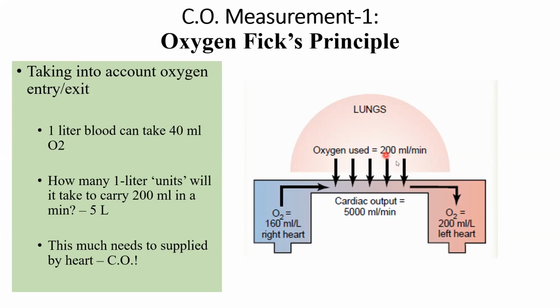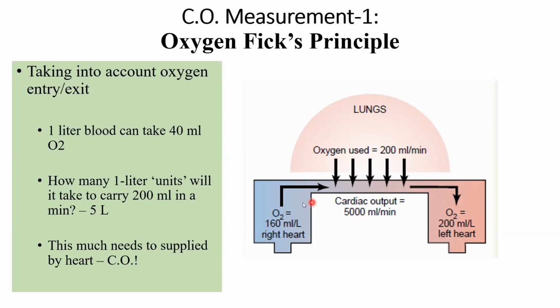So what happens? We know that this amount needs to go into blood per minute. This is what happens to the blood when it comes in and out, picking up approximately 40 ml per liter. So how much blood would it require to pick up 200 ml, if one hypothetical unit of blood carries 40 ml of oxygen per liter? How many units of blood will it require to take up 200 ml? The answer is basically 5 units of that 1 liter of blood need to be provided per minute so that you can pick up your 200 ml per minute oxygen uptake. And this 5 liters, or 5000 ml per minute, is your cardiac output.